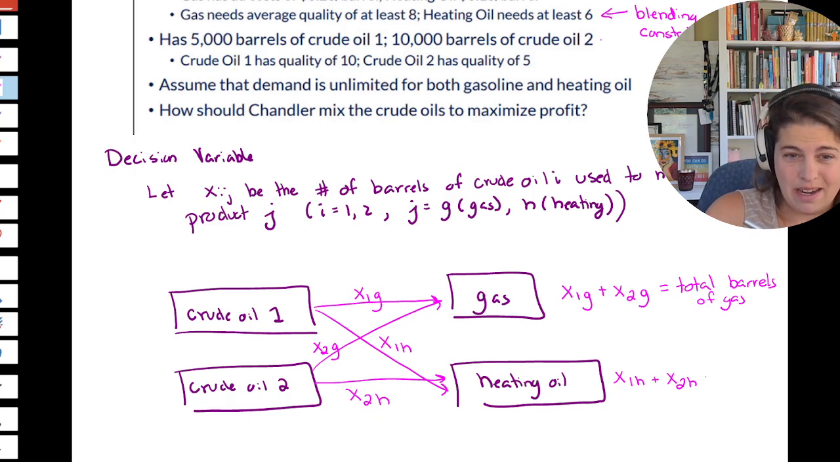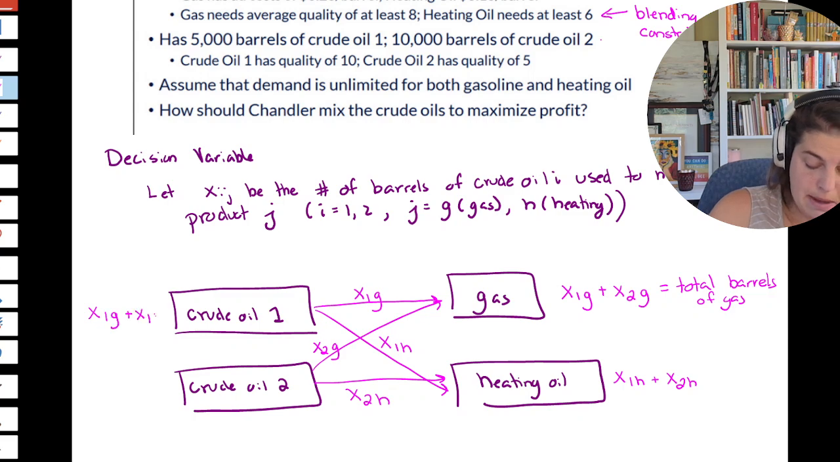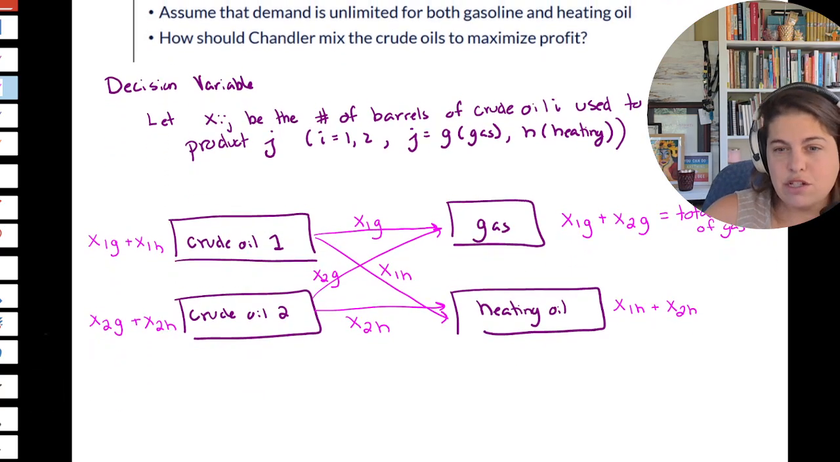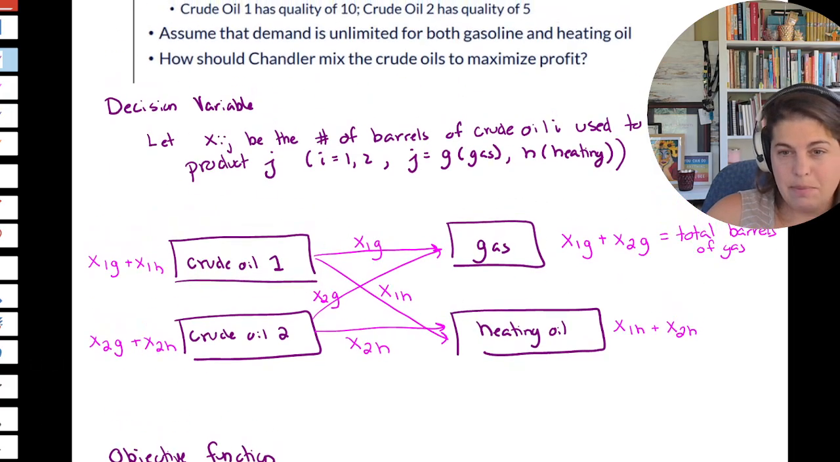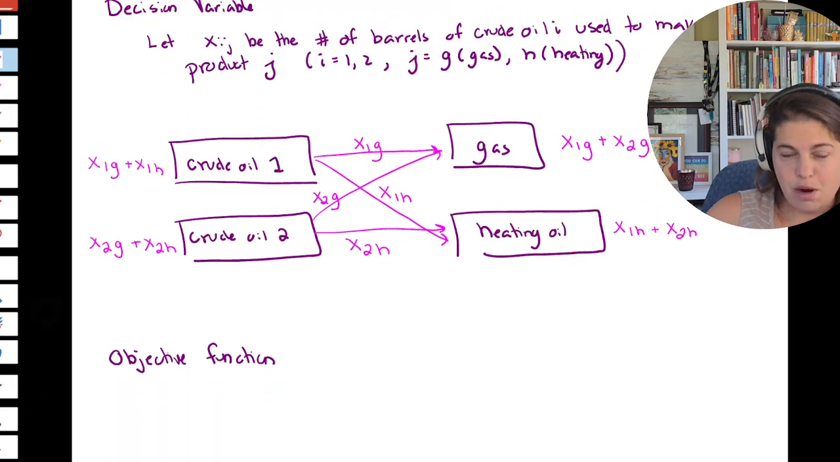Same thing for crude oil 1, right? How much crude oil 1 am I going to be using? Well, the amount going into gas plus the amount I'm sending to heating. For crude oil 2, the amount going into gas and the amount going into heating. And this is just helpful because now when we go to do our objective function, we can use this to help us visualize for our profit, right?